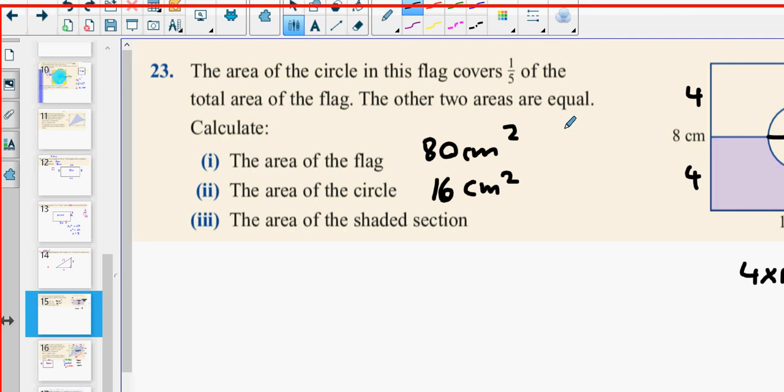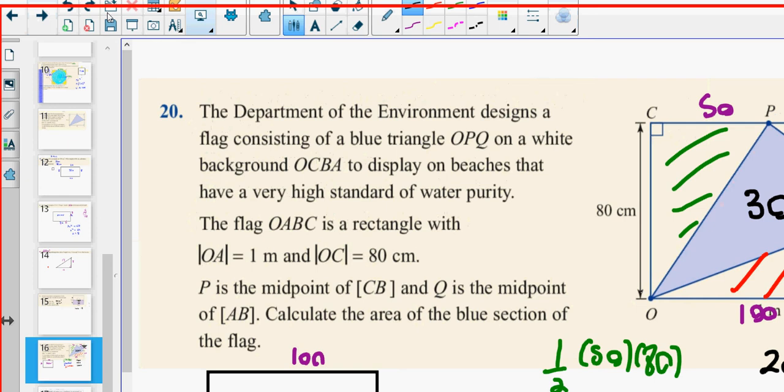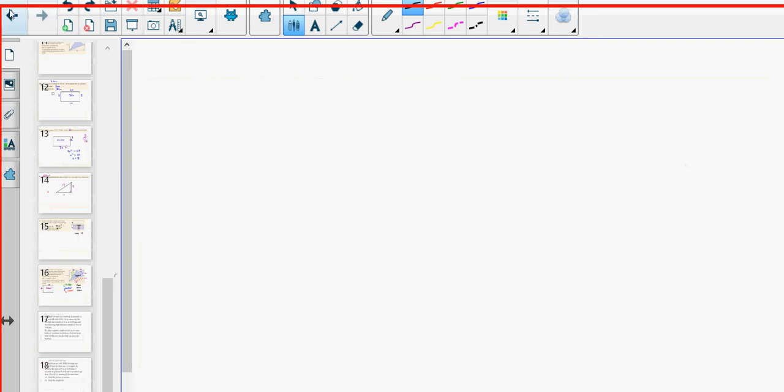Can you not just double the area of the circle since it's 1/5? If you double the area of the circle, you'll get 32. I don't know why that works, to be honest. What I did there was I halved the flag into the bottom rectangle and just took away the little chunk of circle. Don't know if it's coincidence or not, Charlie. Okay. Alright, you don't want to do applied maths, don't worry about that.